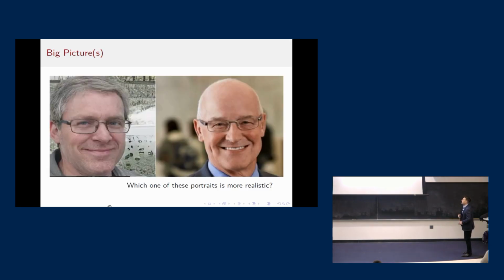Let me start out with a deep learning problem. I want you to answer this question for me. Take a look at these portraits and tell me which one you think is more realistic, which one has more realism. It's up to you to define realistic. This is a crowdsourcing task, so I'm not going to tell you what I mean by realistic. Who thinks this one is more realistic? Good, there's a hand straight up at the front. And who thinks this one is more realistic?